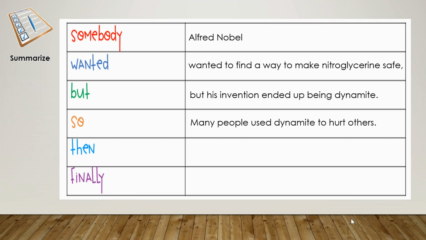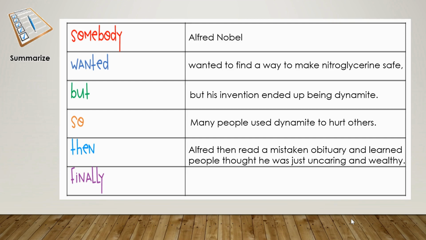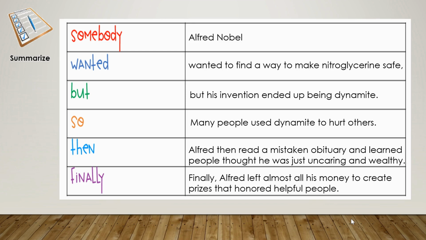Many people used that dynamite to hurt others, and then Alfred read his mistaken obituary and learned that people thought he was just uncaring and wealthy. Finally, what happened at the end of the story? Finally, Alfred left almost all his money to create prizes that honored helpful people.